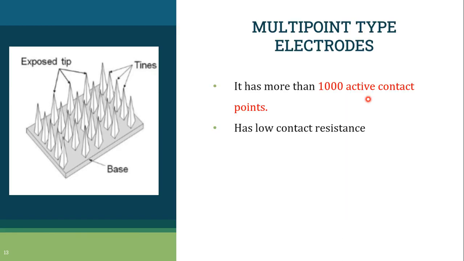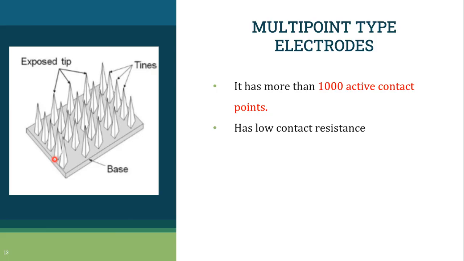Fourth type is a multi-point electrode. This could be used to measure the EEG signal since it has more number of contact points. A more number of contact points is required to measure the EEG signals. So this type of electrode could be used in measuring the EEG signals which has a low contact resistance.